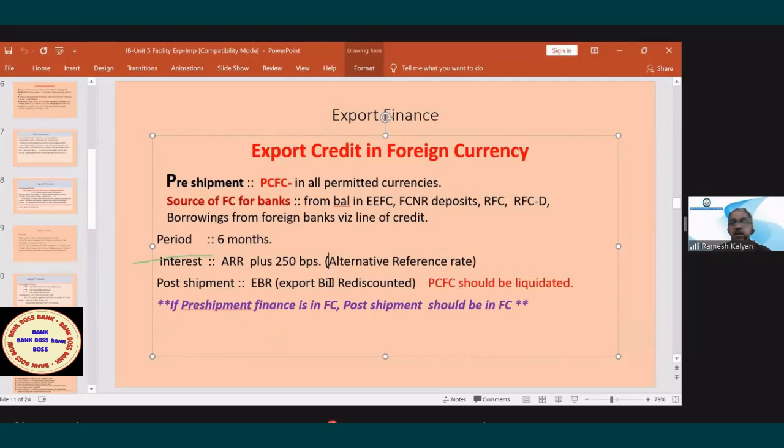The only point is PCF should be liquidated whenever a bill is discounted, for which he has availed packing credit in foreign currency. We should discount it also in foreign currency. We call it export bill rediscounted, because the terminology is like this. The point we have to bear in mind is, if he has availed packing credit in rupees, he cannot discount in foreign currency. The same currency should be used, and you should not change that.